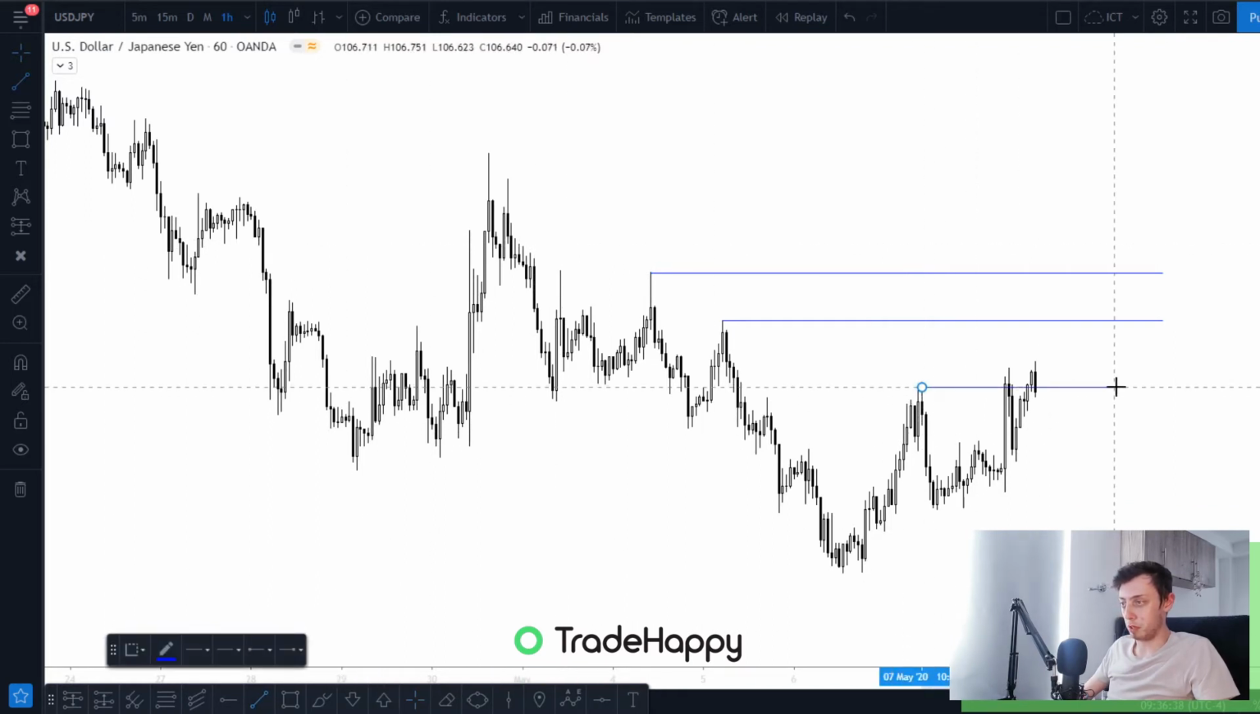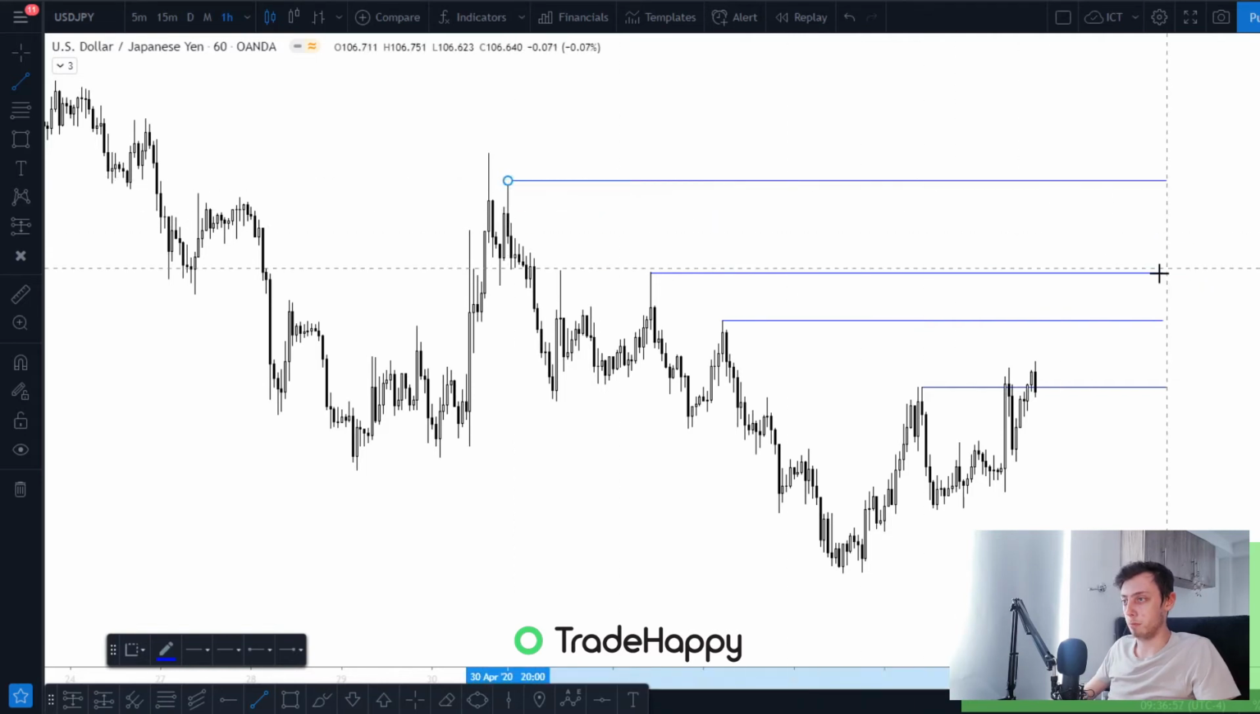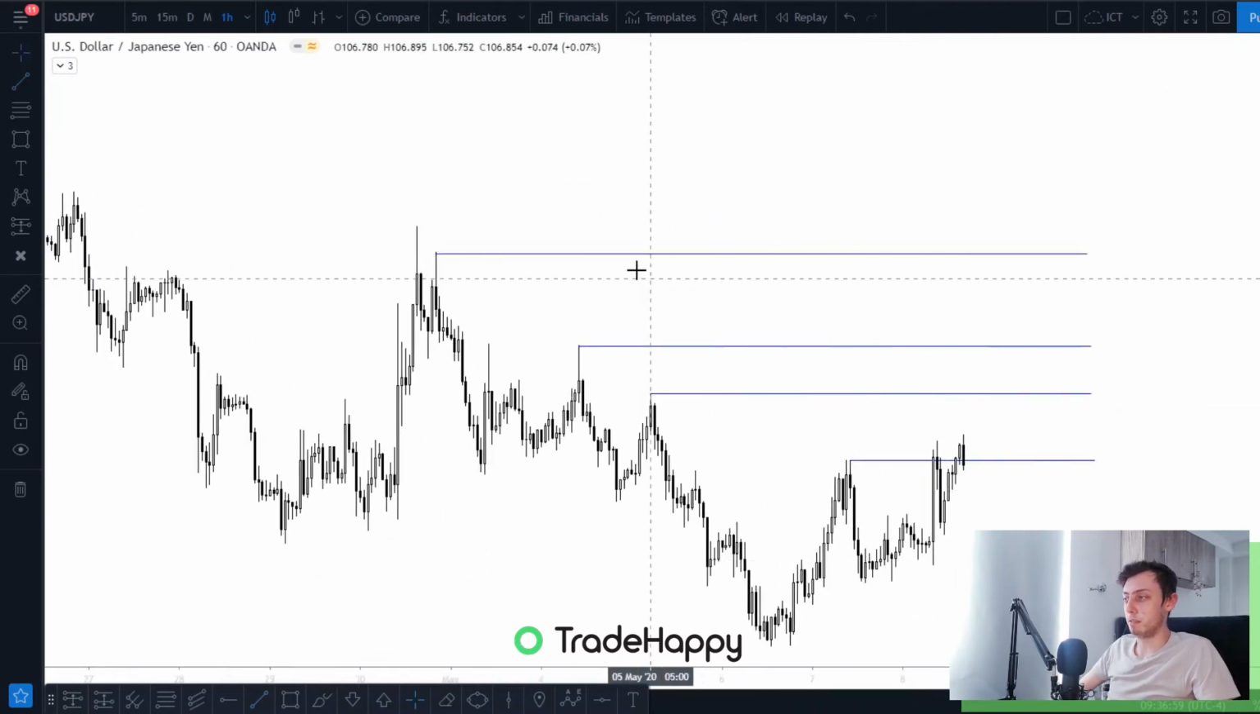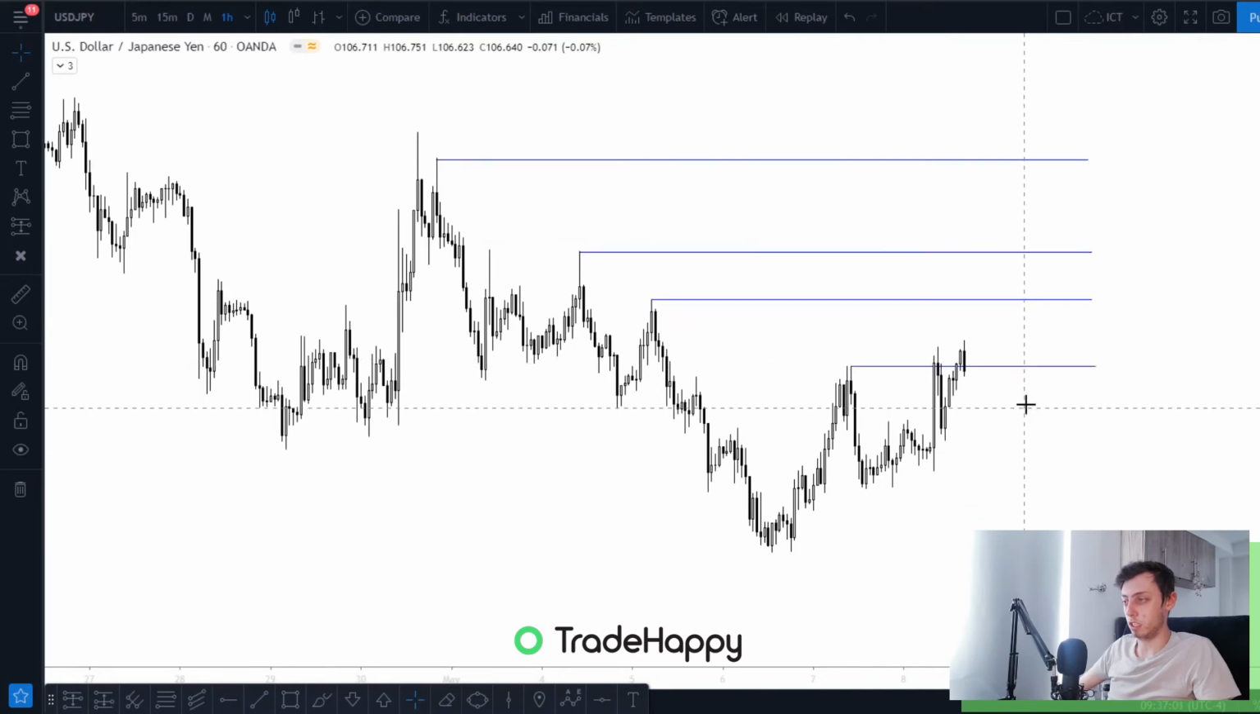Obviously we've just broken this one, so I would be expecting price to either reverse from here, but considering that we've broken this, I'm expecting price to come up to this high and test this high here, and then if we break that one, looking at this high. But then we've also got some up here, so there's lots of levels that price could go to next week.